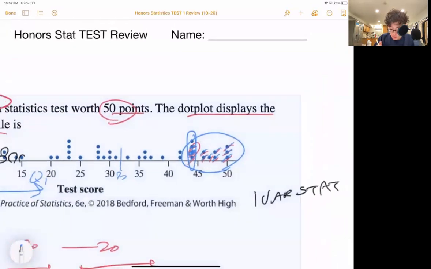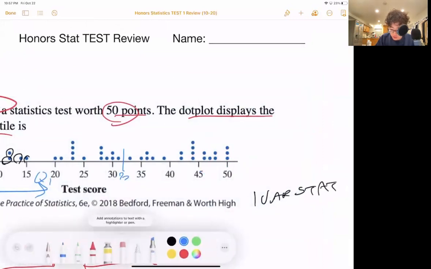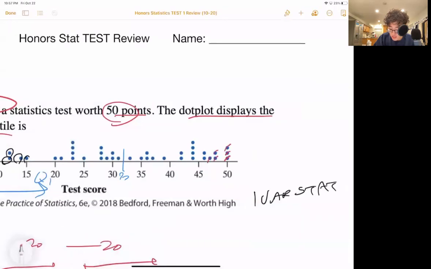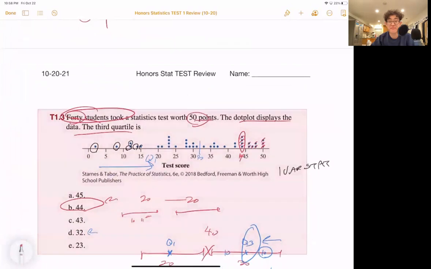So I go to my list, and these are all my dot plots of the data. You can see from the work that I did, I crossed out those dots. 1, 2, 3, 4, 5, 6, 7, 8, 9, 10. I crossed out 10 dots so that I know where my quarter 3 is going to be. No matter where you go, 11, 12, even beyond that, that's all around 44. So my answer is B.